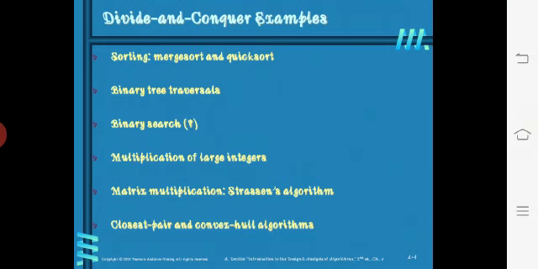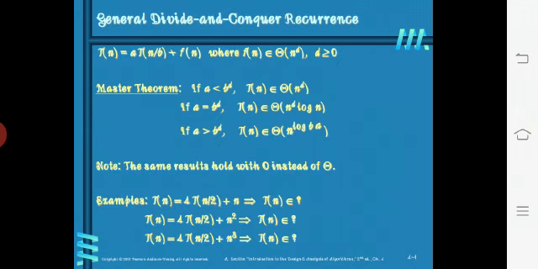A few examples are sorting, binary tree traversals, binary search, multiplication of large integers, matrix multiplication, closest pair, and convex hull algorithms. You'll see examples one by one in the next slides.